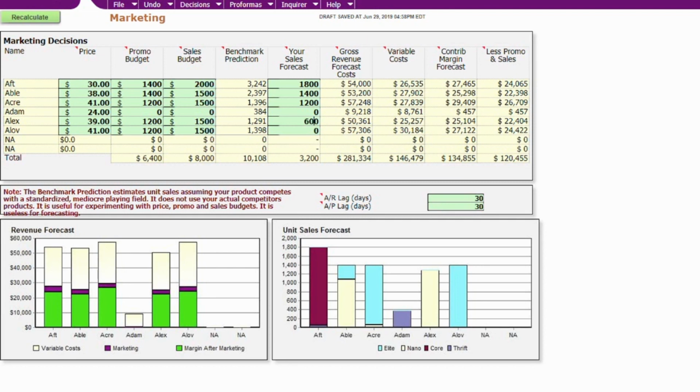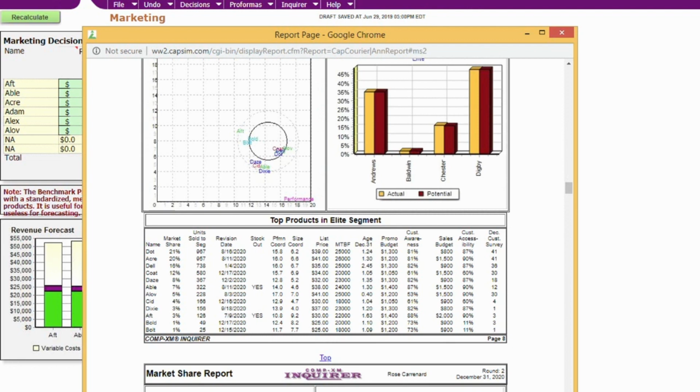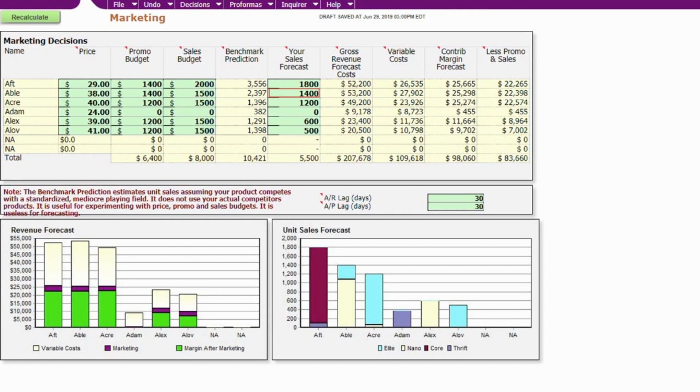For Able, we reduced the price slightly to $38, while we maintained the same promotion and sales budget, that is $1,200 and $1,300 respectively. We estimated to sell 1,400 units. For Eka, we maintained a price of $40, increased promotion budget to $1,400, and maintained the same sales budget of $1,200. We estimated to sell 1,200 units.